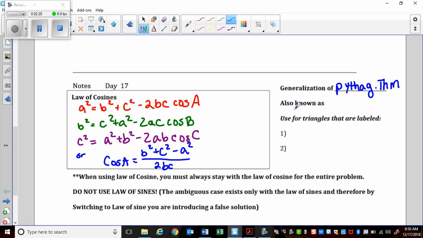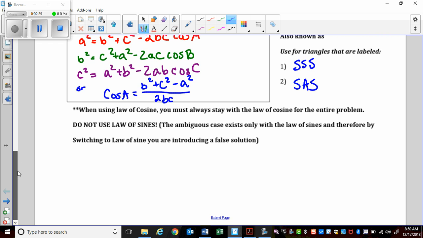The law of cosines is used for triangles that are labeled. If they give us side, side, side, we can use this to find the angle. And if they give us side, angle, side, so it says when using the law of cosines, you must always stay with the law of cosines for the entire problem. Do not use the law of sines.